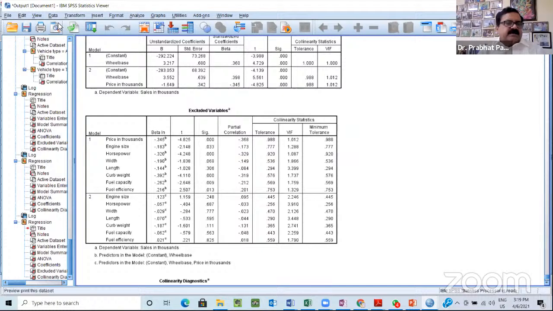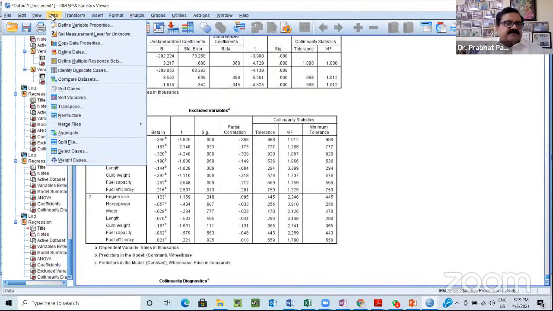Okay, so I had gone to data. There is a button called data, right? Here is a drop down window. You can see here down there it said select cases. There are two: one is called split cases and split file, and then it says select cases. So I clicked these select cases.